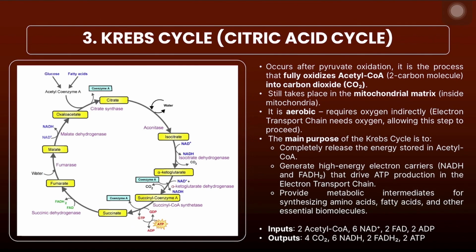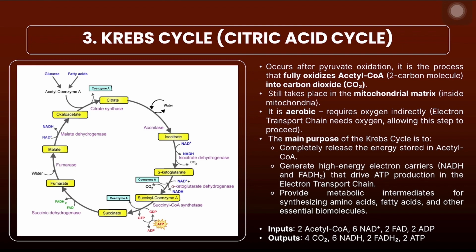So now that the pyruvate oxidation has produced the acetyl-CoA, we will move on to the third stage of cellular respiration, the Krebs cycle, also known as the citric acid cycle or the TCA cycle. This is the stage wherein the energy stored in the acetyl-CoA is completely extracted and transferred to energy carriers like NADH and FADH2.